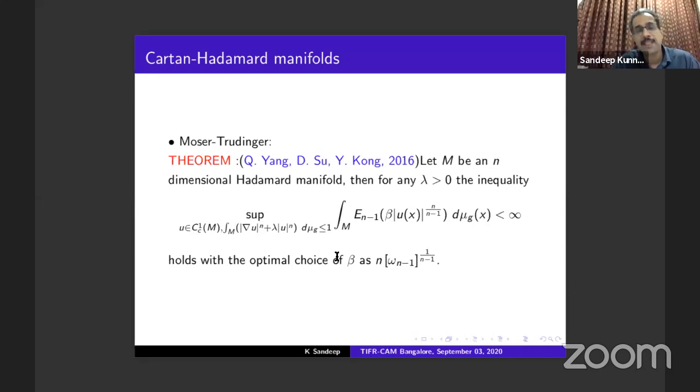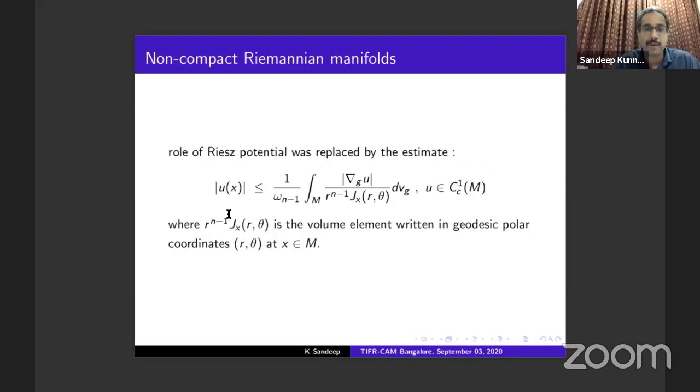The potential here is not the one which I have been talking about. It is the following, this kind of an estimate, which is quite common when you prove these inequalities in Hadamard manifolds. You have this kind of an inequality: |u| less than or equal to 1 over omega_{n-1}, the integral over omega of the gradient divided by r to the power n minus 1, J(x, r, theta).